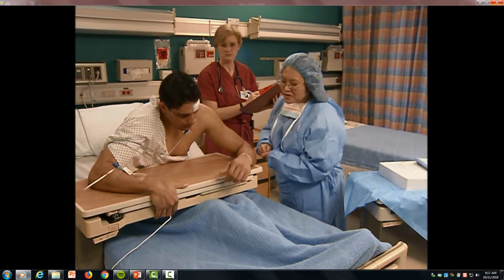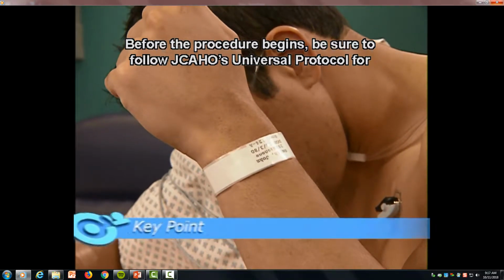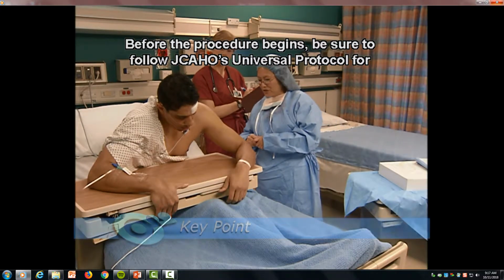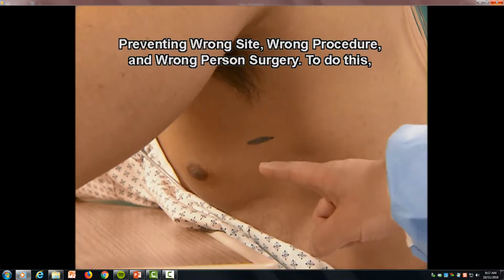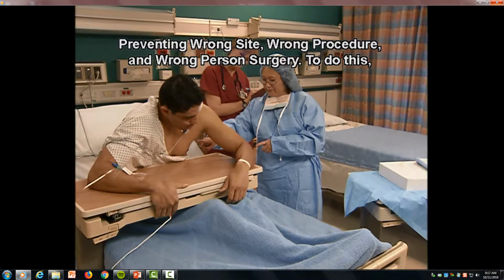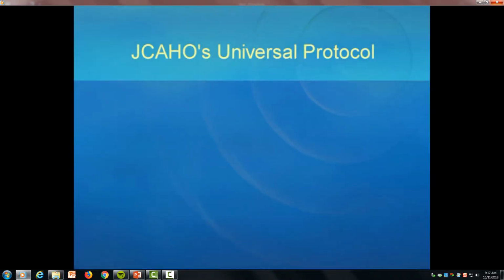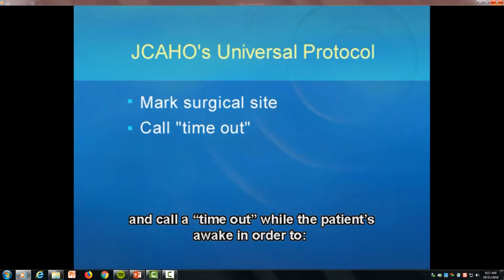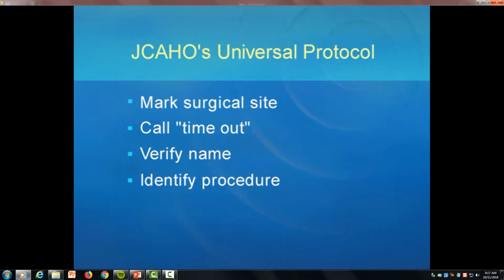Mr. Smith, let me see your ID badge. Before the procedure begins, be sure to follow JCAHO's universal protocol for preventing wrong site, wrong procedure, and wrong person surgery. To do this, mark the surgical site if the physician leaves the patient before starting the procedure, and call a timeout while the patient's awake in order to verify his name, identify the procedure, and confirm the surgical site.